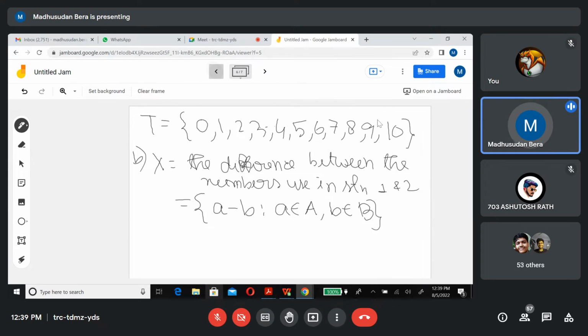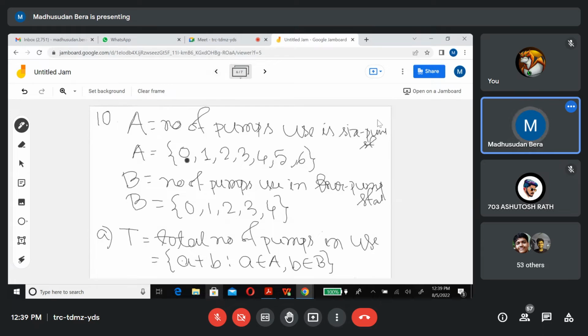Now if we subtract: 0 minus 0 is 0, 0 minus 1 is minus 1, 0 minus 2 is minus 2, 0 minus 3 is minus 3, 0 minus 4 is minus 4. From 1: 1 minus 0 is 1, 1 minus 1 is 0, 1 minus 2 is minus 1. That way, what is the minimum value? Minimum value is minus 4. What is the maximum value? 6 minus 0 is 6.